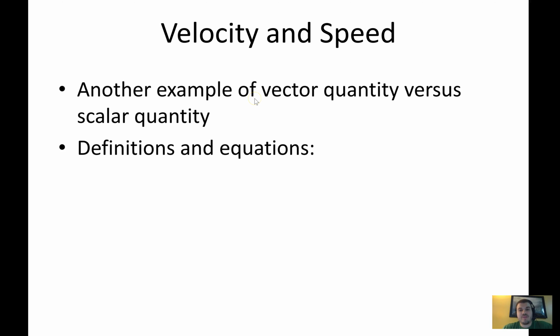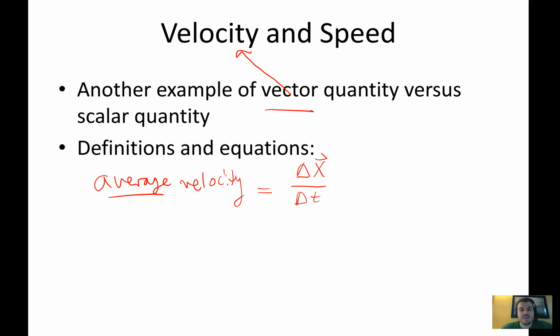Now that we've talked about velocity and speed a little bit, let's go ahead and talk about how we would define these two things and what their equations would be. So first, velocity. Velocity is a vector quantity because it has both a magnitude and a direction. So a velocity is defined in this way.